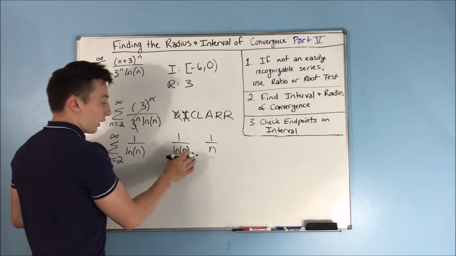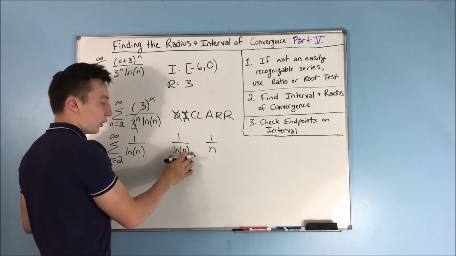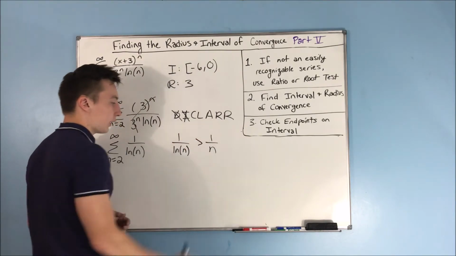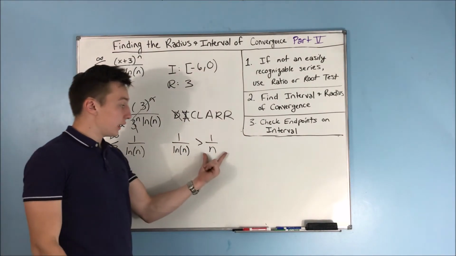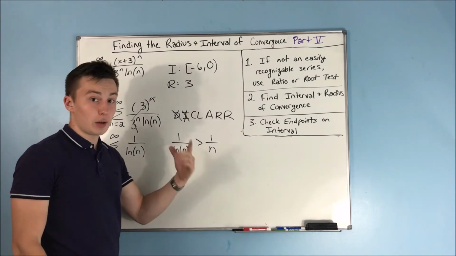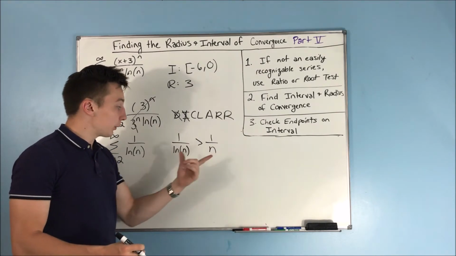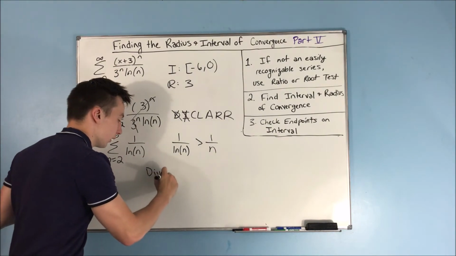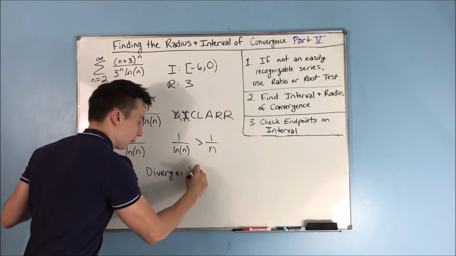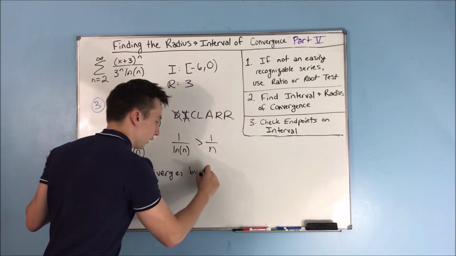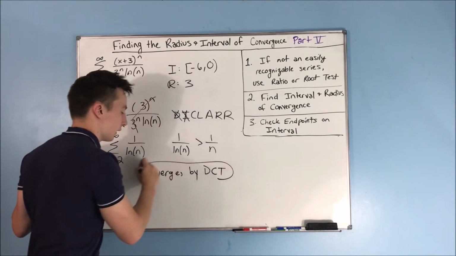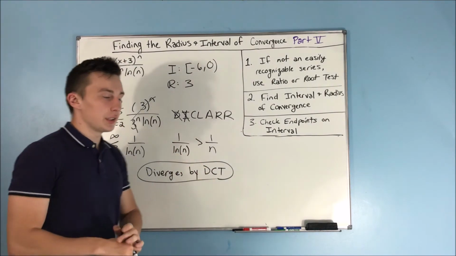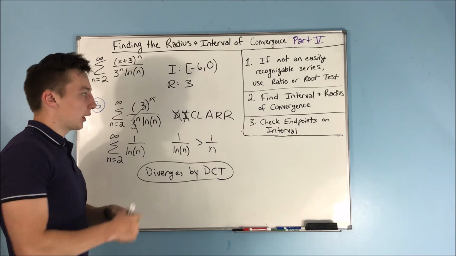Now, natural log of n is going to be smaller than n, which means that this fraction is going to be bigger than 1 over n. Since the series with 1 over n, the harmonic series, diverges, we know that this will diverge by the comparison test. So it diverges by the direct comparison test. The comparison test is also referred to as the direct comparison test, whereas the L is the limit comparison test. Just a little bit of terminology there.